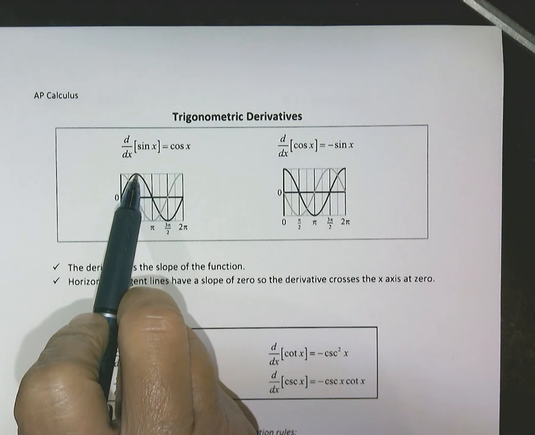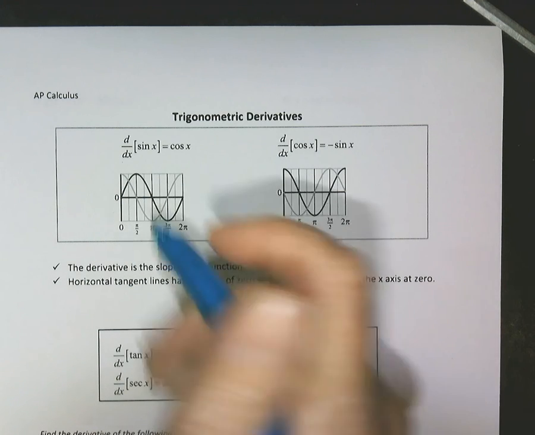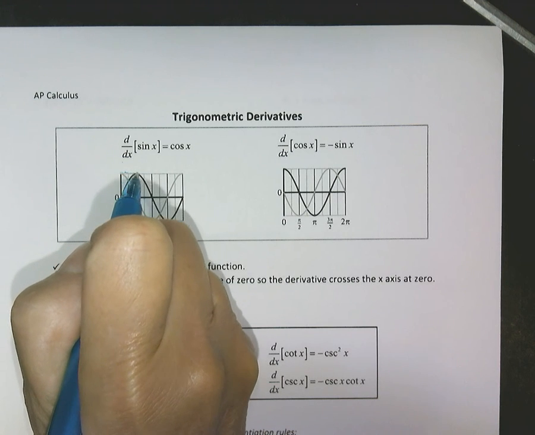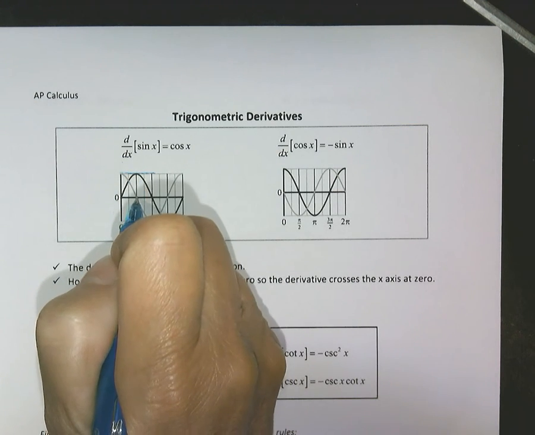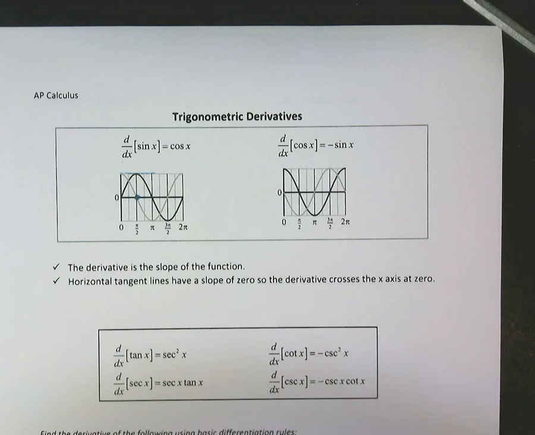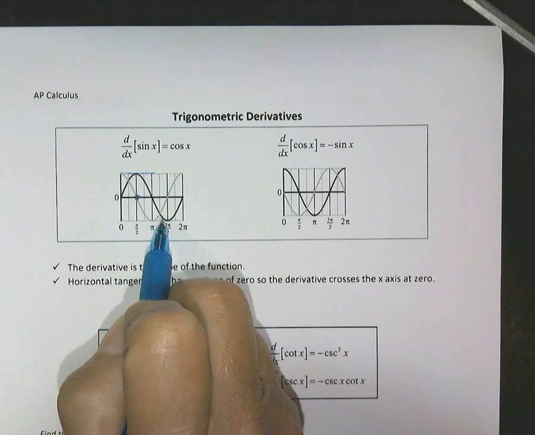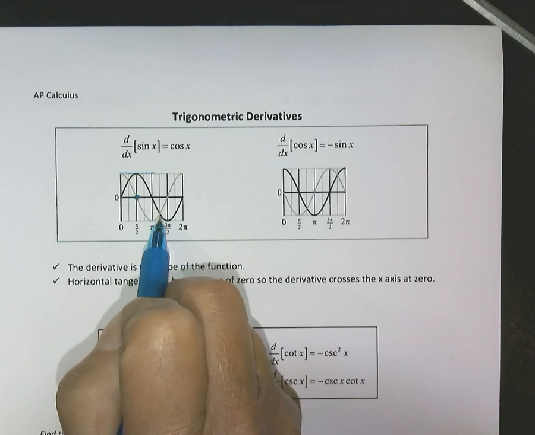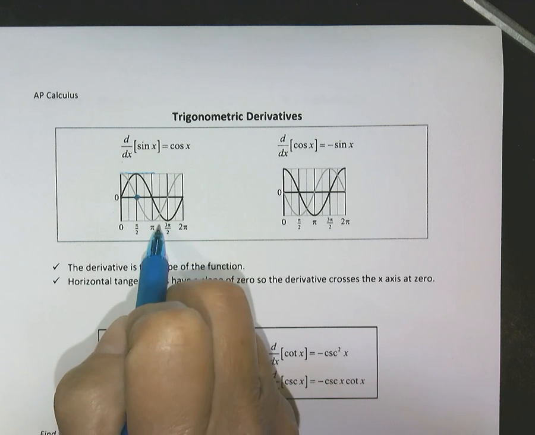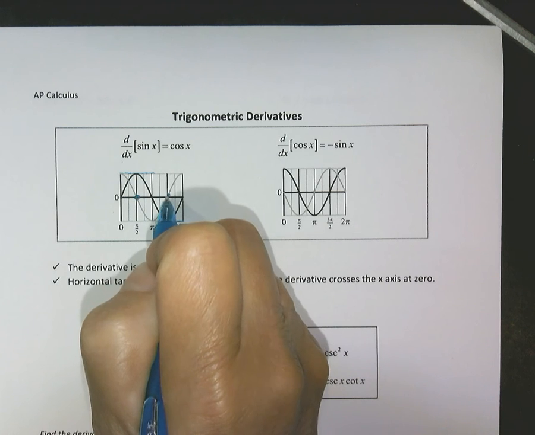Where it changes, if I draw a tangent line right here, the slope of that tangent line is going to be 0. So the graph of the derivative would have a 0 right there. Same thing happens here. This is decreasing, and then it changes to increasing. Where it changes from decreasing to increasing, the tangent line is going to have a slope of 0. So there is the derivative.